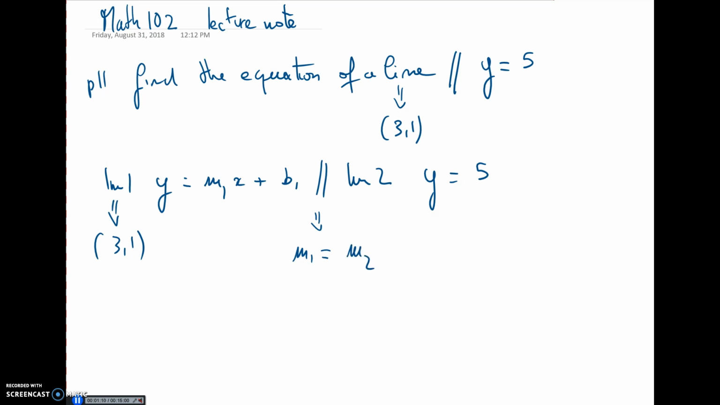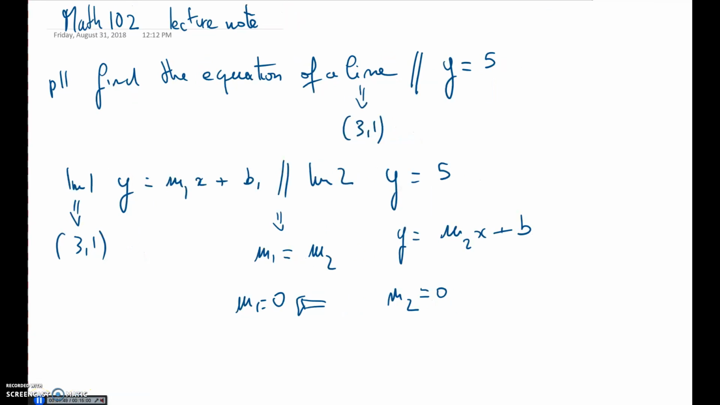And then you're going to say, okay, what is the slope of my line number 2? Well, my line number 2, because it's a line, is going to be written as y equal m2x plus b. And then you're going to say, oh, there is no x because y equal 5. That means my slope equals 0. M2 equals 0. So then you're going to say, hey, that means M1 equals 0. Good? Let's stop there 1 minute and let's just think about the y equal 5.